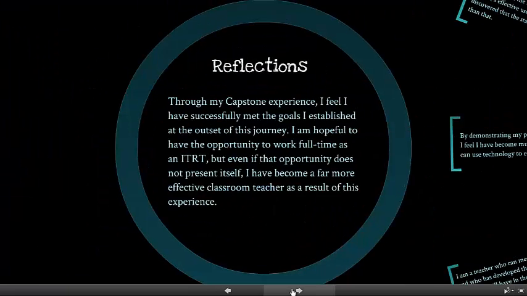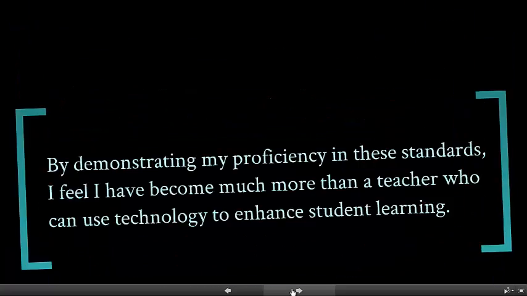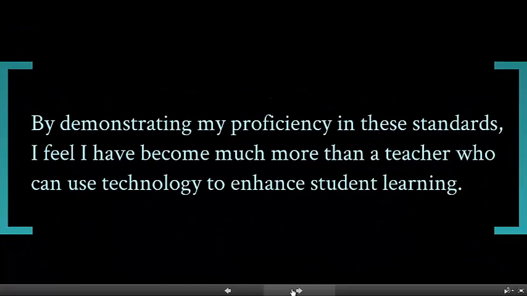Reflecting back on my Capstone experience, I realize that I've accomplished both of the goals I set at the outset, but I also recognize that I've gained much more from this journey. Most importantly, I think I've discovered what the true intent of the standards are, and it has to do with a lot more than just technology use. I have learned more than just how to use technology effectively to meet specific learning goals.